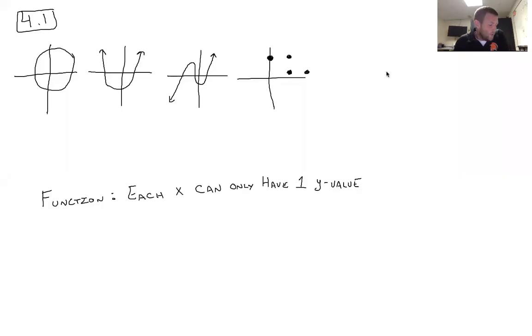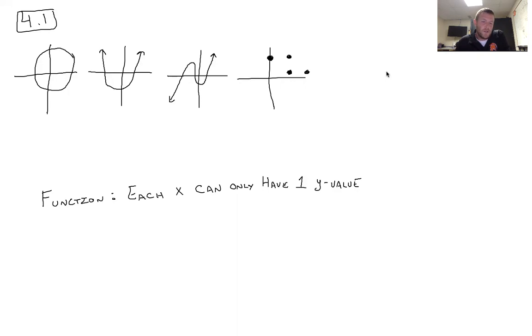All right. We're going to do section 4.1. What this section is going to be over is different types of functions and graphs, and being able to tell whether a graph is a function. It's a big part of several exams, just being able to look at a graph and tell whether it's a function or not. So I guess what we need to start off with is the definition of function.